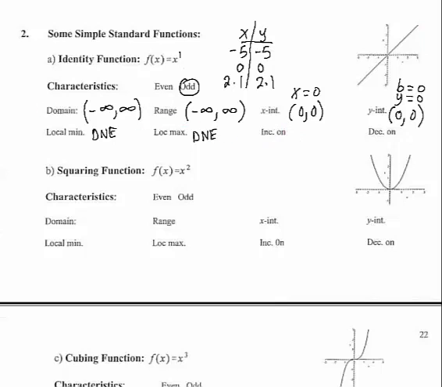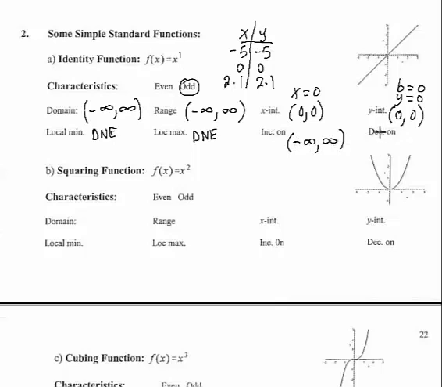Increasing on, in this particular case, we have a linear function that has a positive slope. So from left to right, it always points in the upward direction. Therefore, it always increases. And we're referencing this interval to the x-axis. It increases on the x-axis from negative infinity to positive infinity.